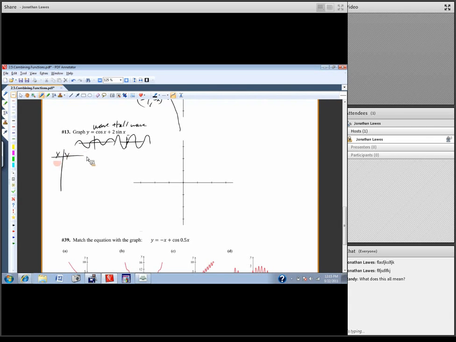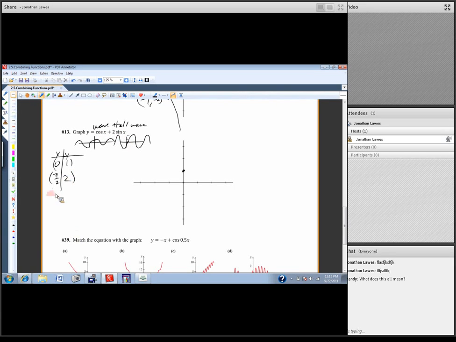So let's plug in a 0. 0 here, you get a 1. 0 here, you get a 0. So it goes through 0, 1. So we've got at least 1 point. If you plug in pi halves, let's see, cosine of pi halves is 0. Sine of pi halves is 1. So this would be 2.